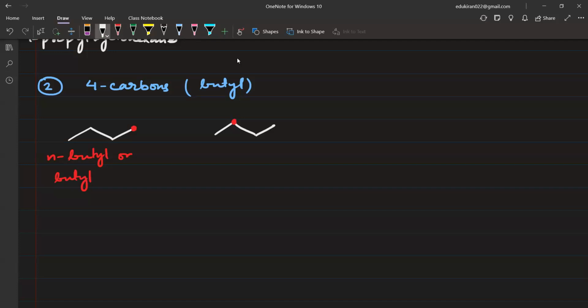Now this is a secondary carbon. As you can see, this is 2 degree. It is attached with 2 different carbon atoms, so we call it sec-butyl. And for example, if you have something like this, we have carbon atoms like this, and then here we have another carbon atom. So here also, how many carbons? 1, 2, 3, 4 carbon atoms. So this is also butyl only.